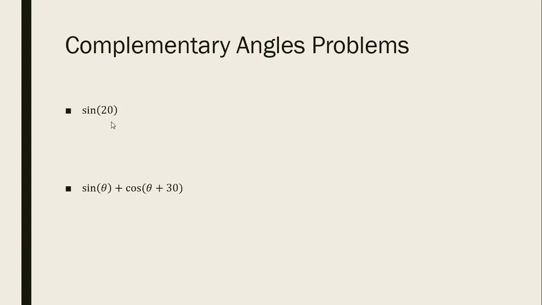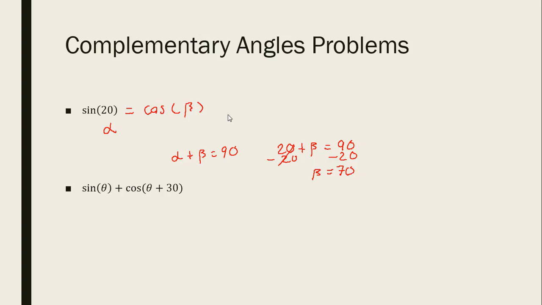So if you know the sine of 20 degrees, what do you know about the cosine? So what cosine relates to the sine of 20 degrees? This must be equal to the cosine of something. Well, let's say this 20 is our alpha, and we want to find cosine of beta. Well, we know that alpha plus beta is equal to 90. We know that our alpha is 20, so 20 plus beta is equal to 90. We minus 20 from both sides. And then we have that beta is equal to 70. So this must be equal to the cosine of 70.